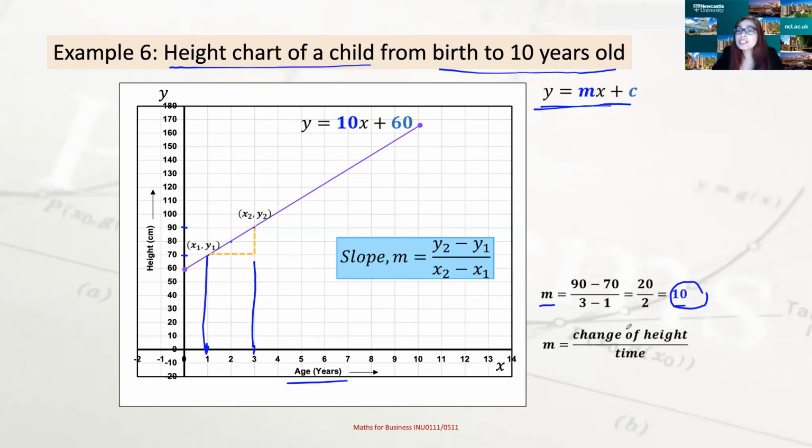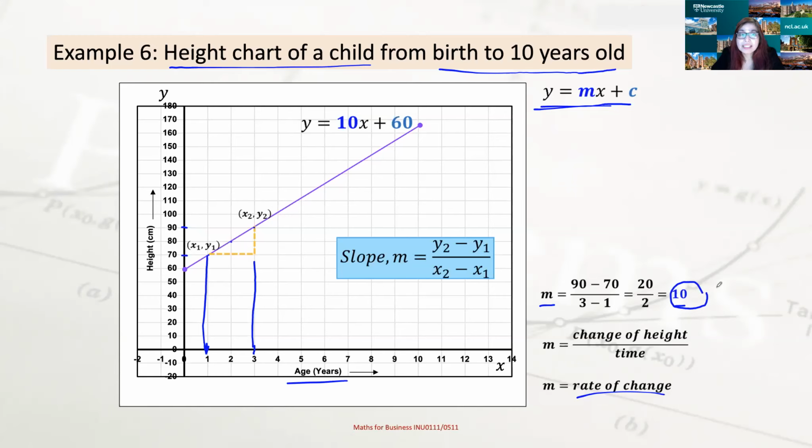Yeah, it simply tells you the change of the height of the child with respect to time. M clearly explains to us the change of the height of the child with time. That is, m is nothing but the rate of change of the child's height. Rate of change is nothing but the change of height divided by the time, yeah? It's the rate of change of the height, yeah? Okay, so what does this 10 mean then?